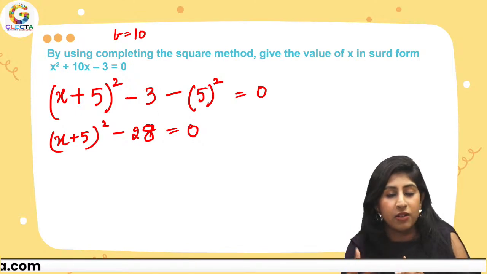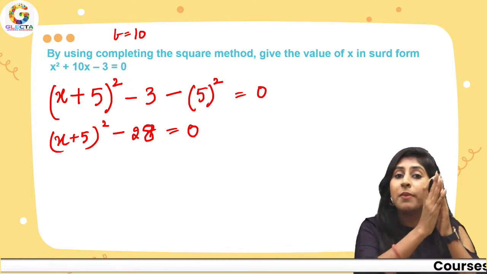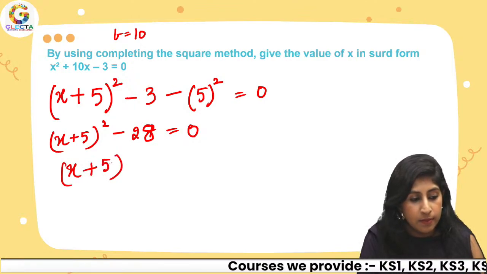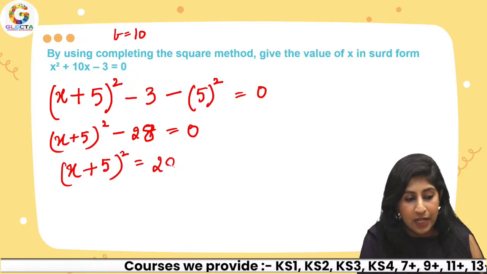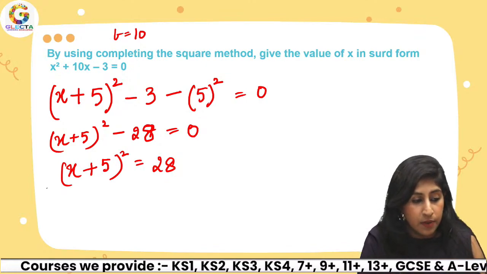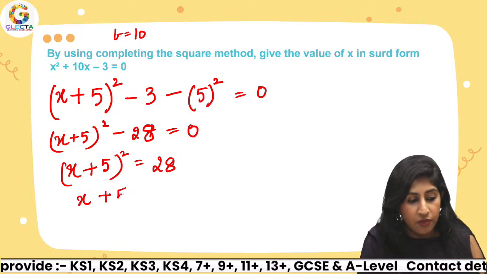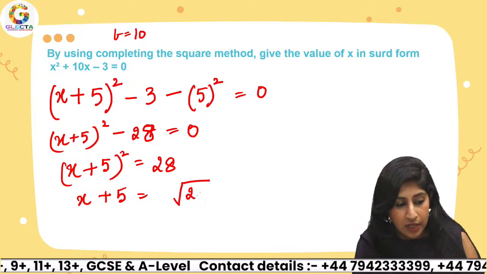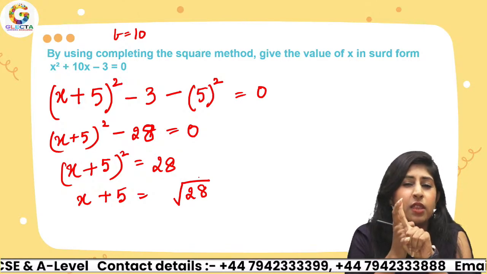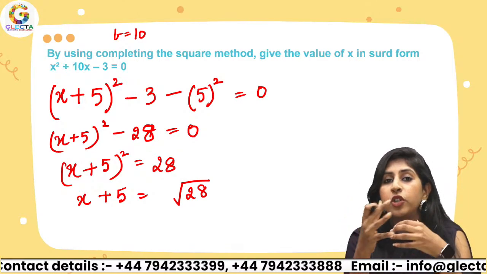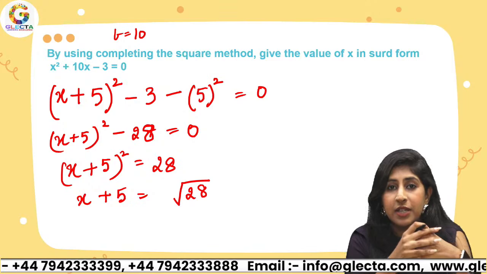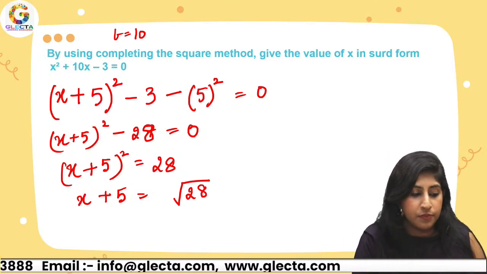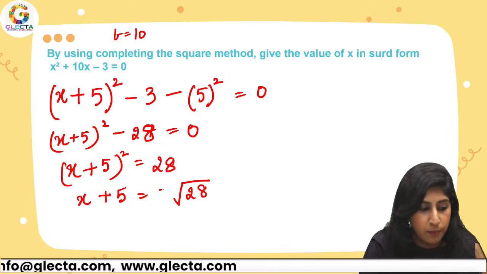Now, how do I calculate the value of x over here? I need to make x the subject. Add 25 on both sides. This becomes 28 on the right side. And if I do x plus 5, take the square root on both sides. So this is square root 28. Now, one grave mistake that you need to avoid is that whenever you're taking a square root, make sure that you're writing a plus minus. Okay, so we have to give plus minus.